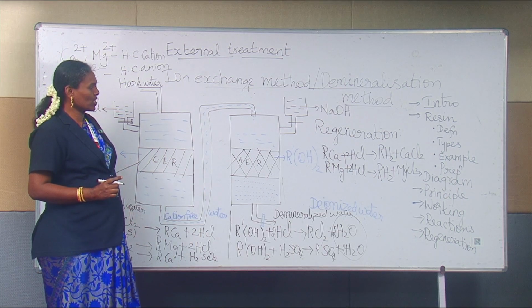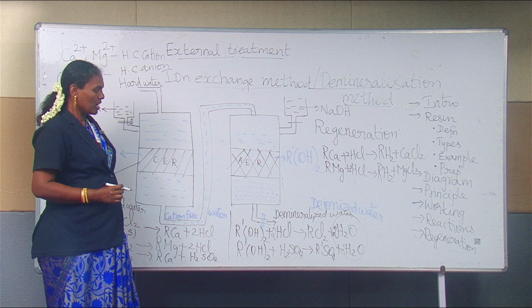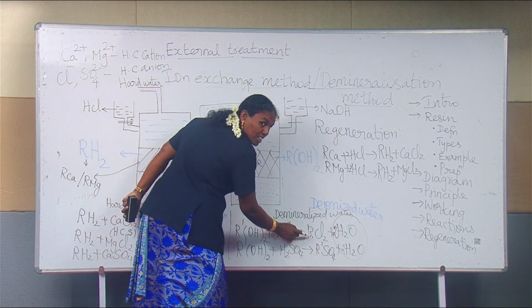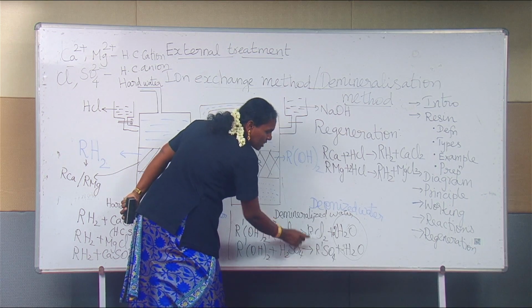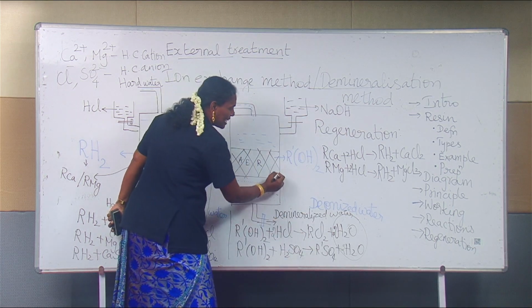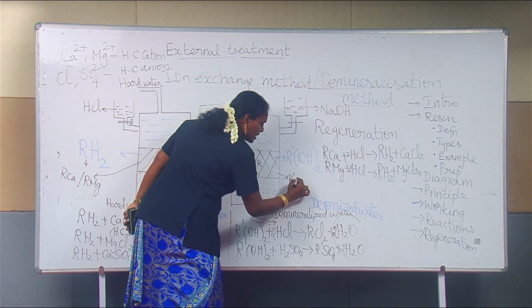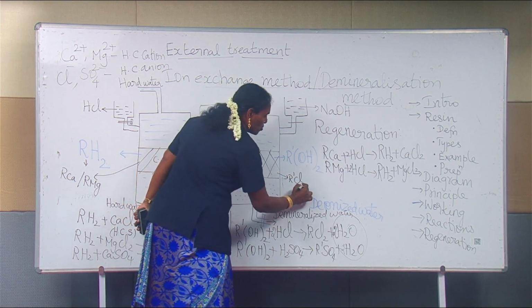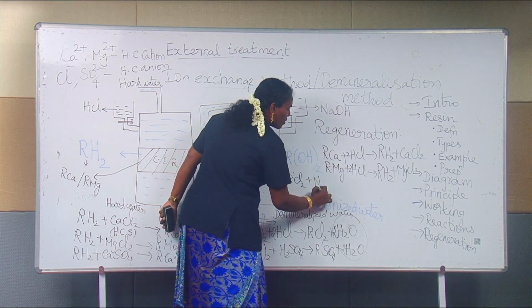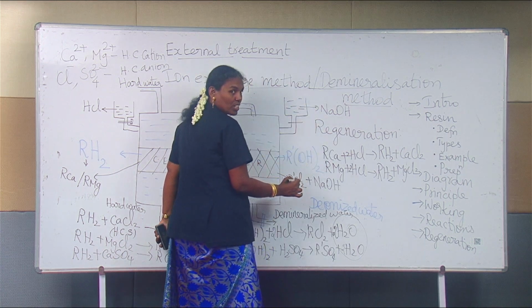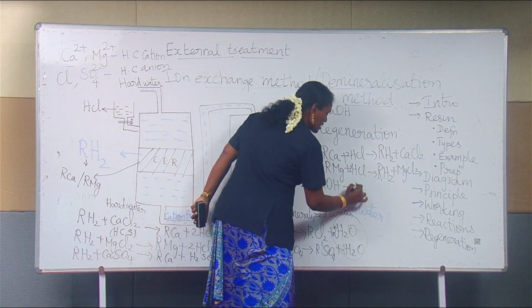Similarly, how is the anion exchange bed regenerated? The anion exchange resin bed now has only R'Cl2 or R'SO4. So in the anion exchange resin bed, the resin is converted into R'Cl2. Which reagent is used to regenerate it? NaOH is used to regenerate. So here, what will happen when it reacts?